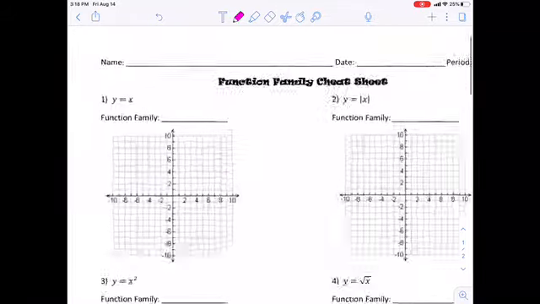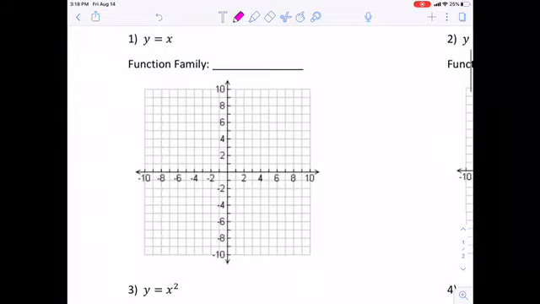So this first problem right here, we have y equals x, and the first thing we want to know is the function family this equation belongs to. If you already know, you can go ahead and write it down, but if you don't, let's graph it and then we can see what the graph looks like. When you graph this, if you already remember how to graph the equation y equals x, you just go ahead and do that. But if you don't, remember you can get any graph by making a table.